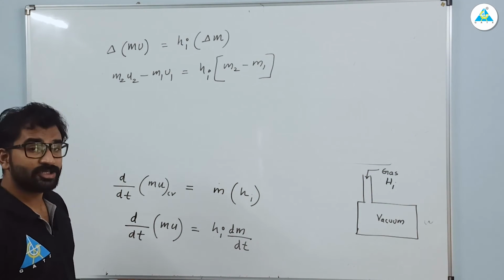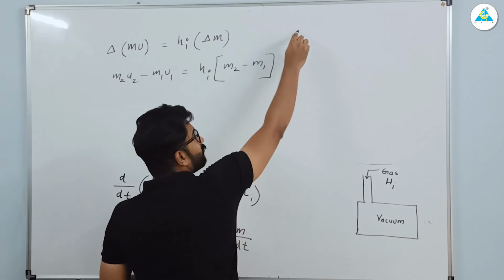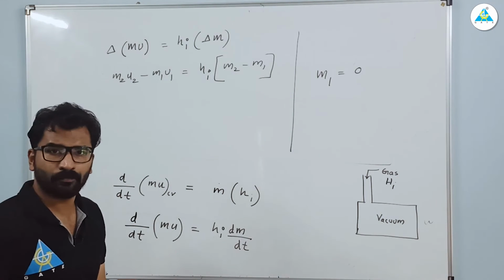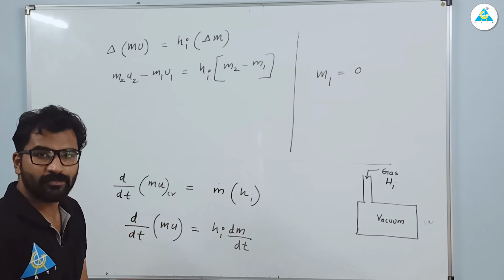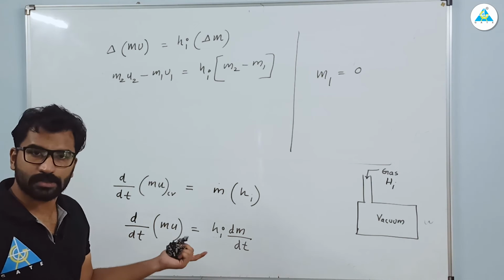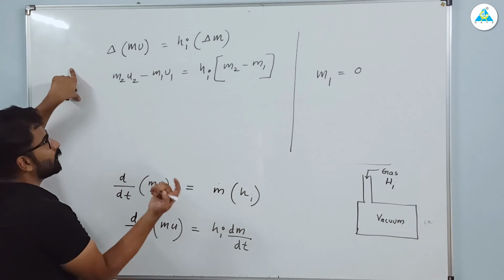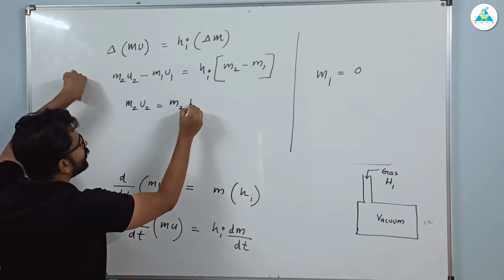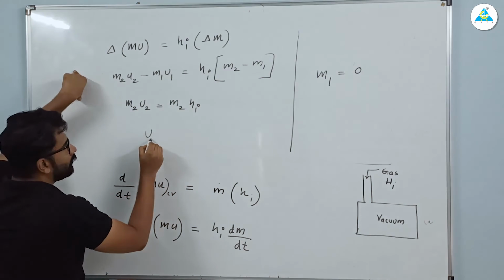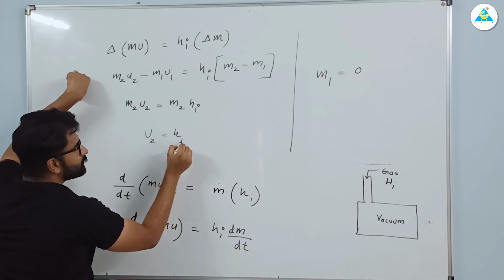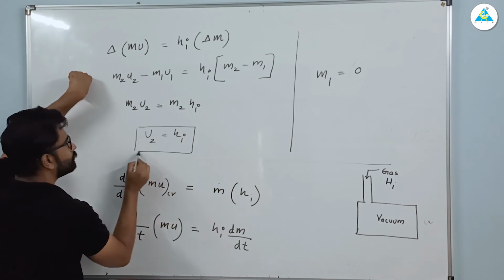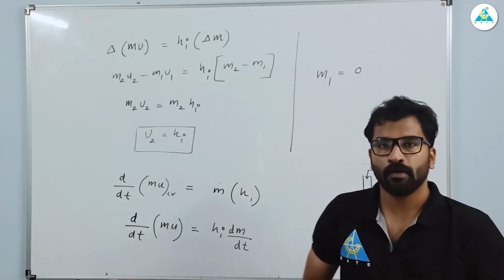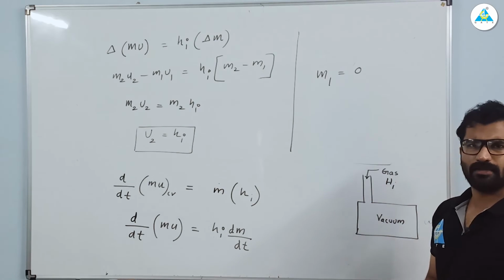Now initially it was vacuum, right? Initially vacuum was present. If there is vacuum, what will the mass be? Zero. Initial mass is zero, right? If initially vacuum is present, what will the mass of gas be? Zero, right? So m1 and everything is cancelled. So we can write m2 u2 is equal to m2 hi. m2 cancels out. Final internal energy is equal to inlet enthalpy, right? Final internal energy is equal to inlet enthalpy.